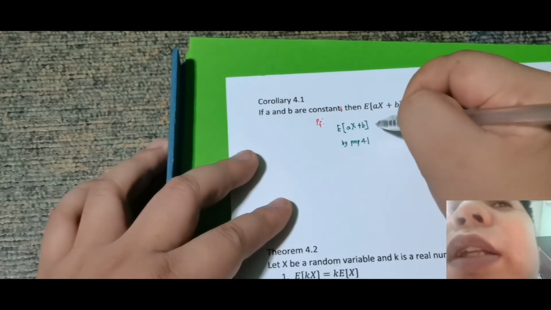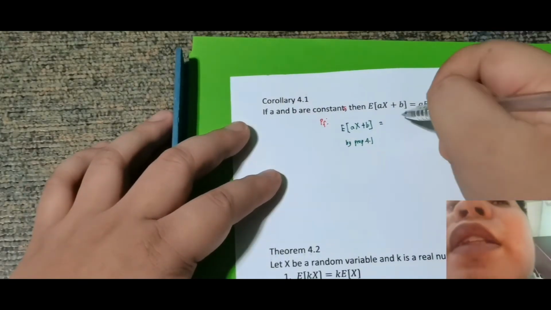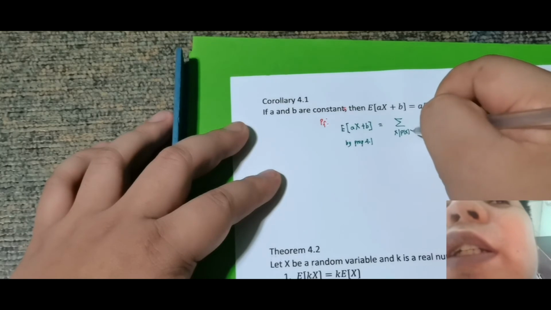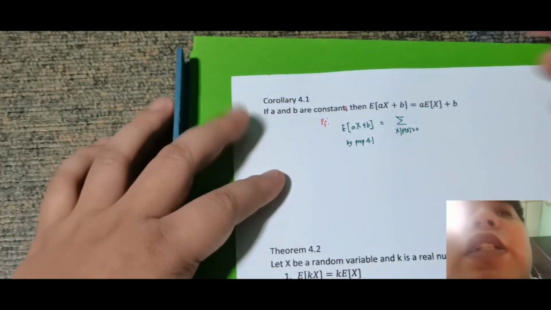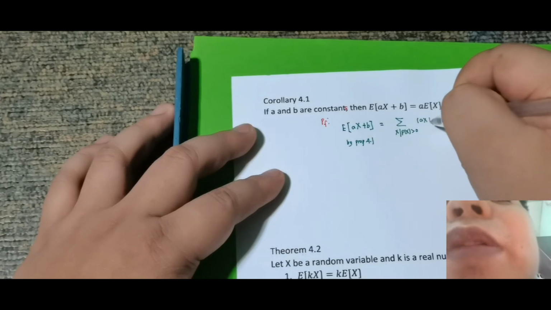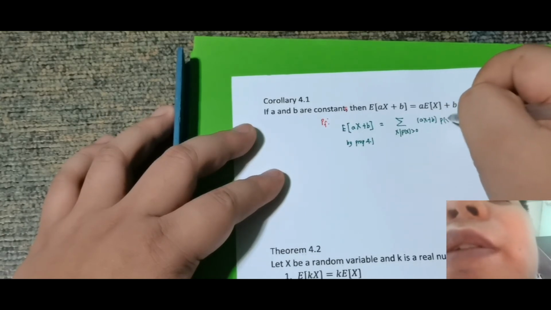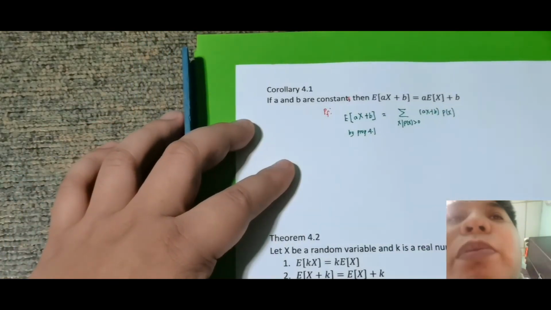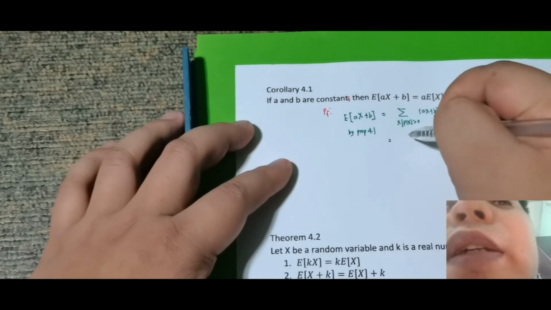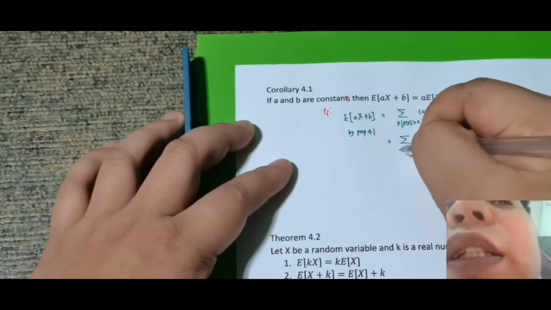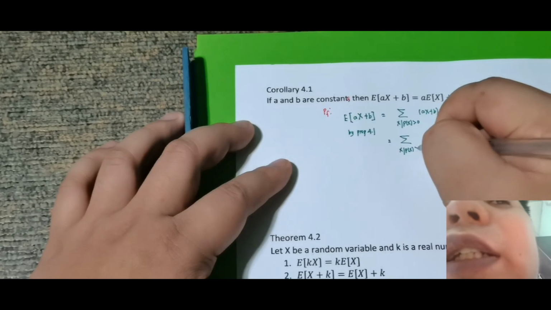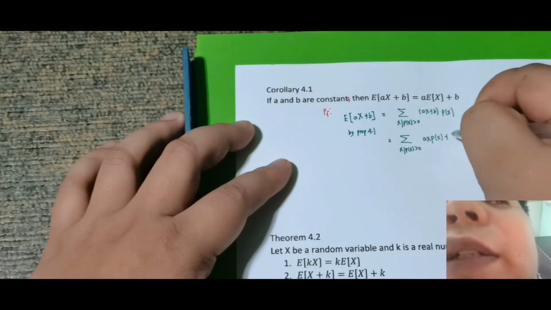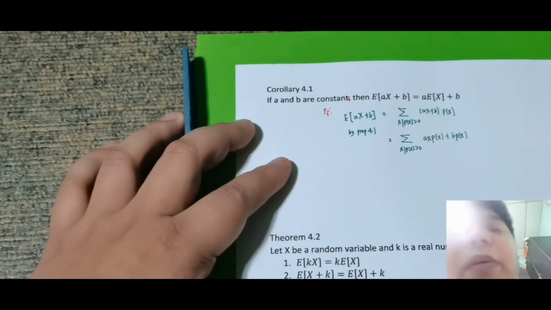So by proposition 4.1, this is just equal, syempre, to the summation over X such that P of X is greater than 0. Na-apply natin yon. This is just AX plus B, tapos P of X. Tama? Next is, didistribute ko yung P of X sa loob. This is just equal sa summation over X such that P of X is greater than 0 ng AX P of X plus B P of X.